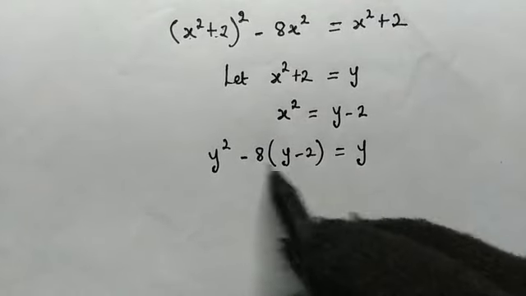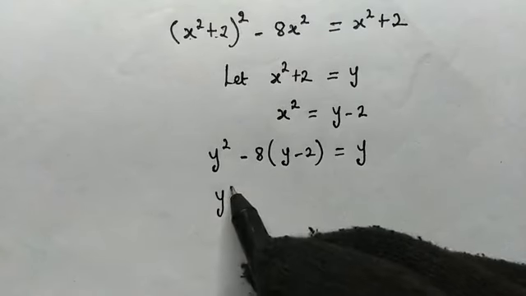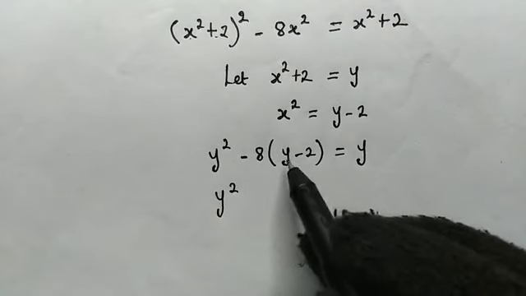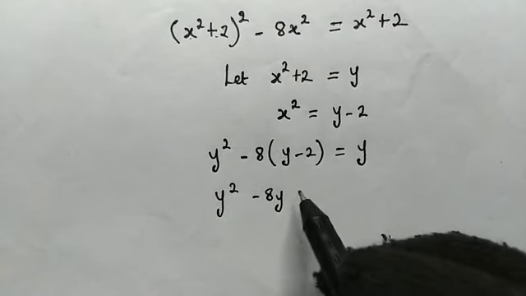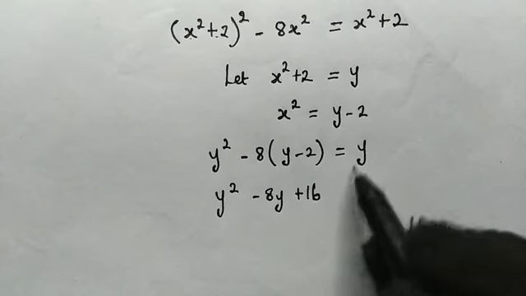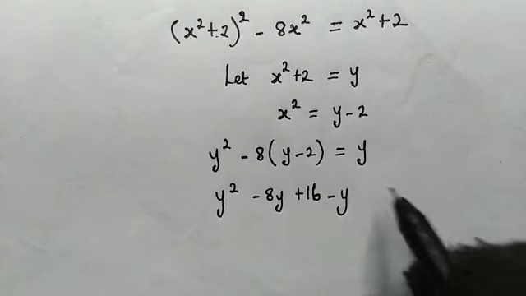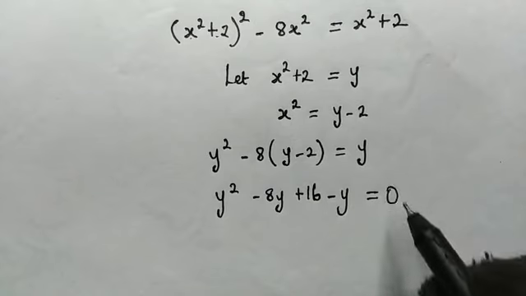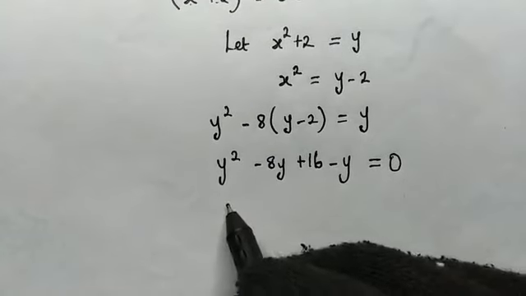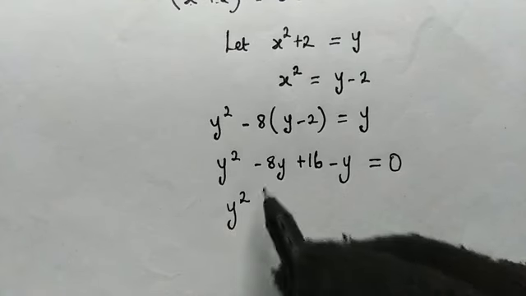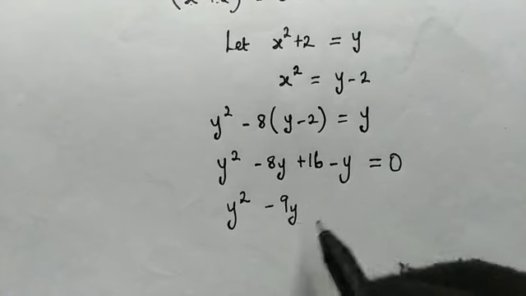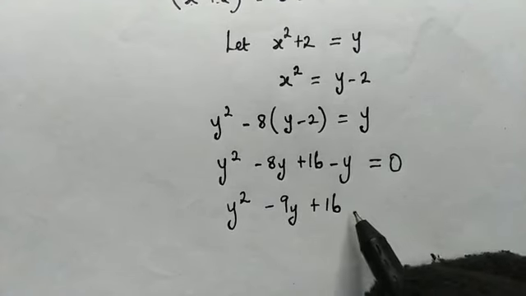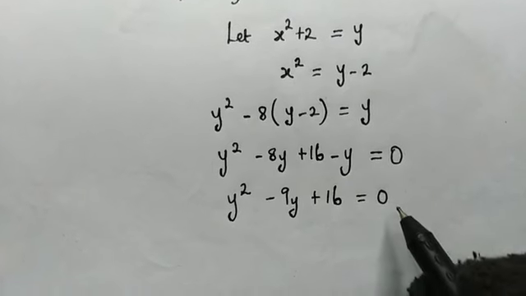So in our next step, we're going to open this bracket. We have here y squared, negative 8 times y will give us negative 8y. Negative 8 times negative 2 will give us positive 16. Remember, we're subtracting that y from the right hand side, and this will be equal to 0. So from here, let's simplify a little bit. Negative 8y minus y will give us negative 9y. We have here plus 16, and this is equal to 0.